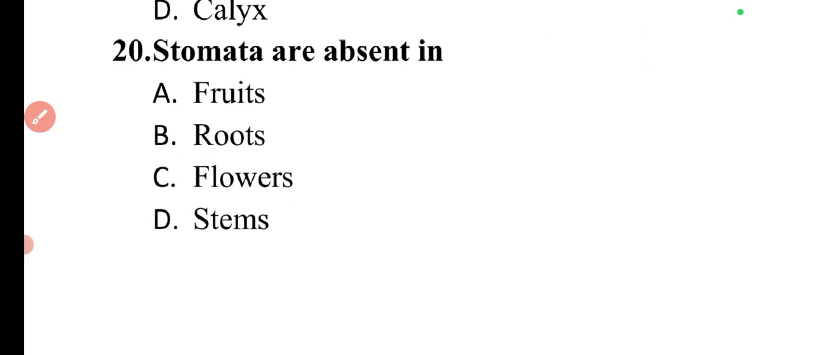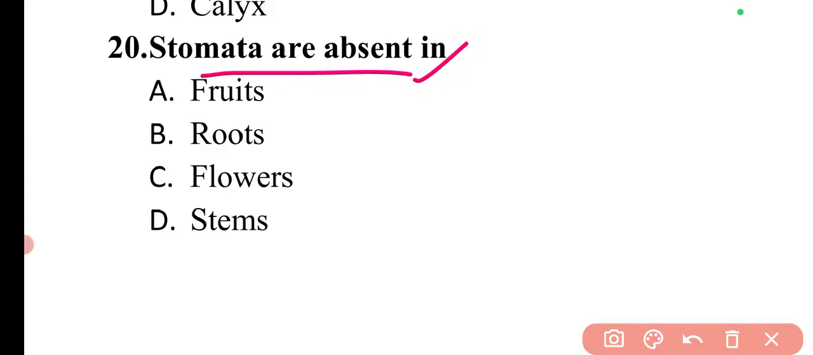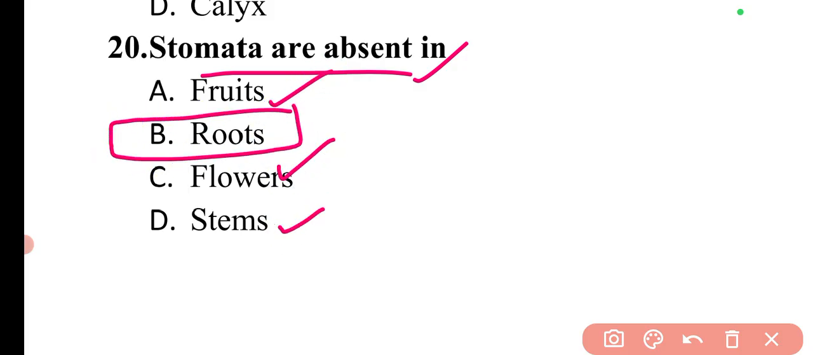Next question is, stomata are absent in. So in which part of the plant are stomata absent? These are present in fruits, flowers and stems, but these are absent in roots. So here option B is correct.